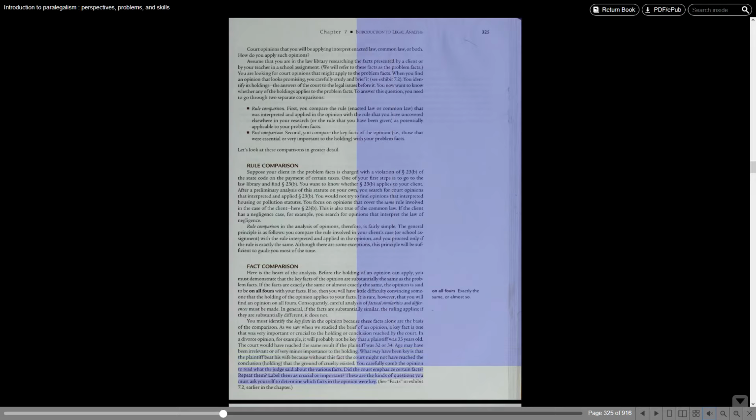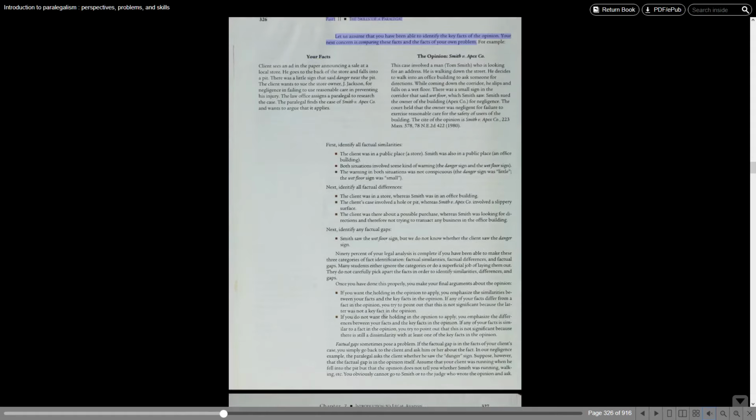You carefully comb the opinion to read what the judge said about the various facts. Did the court emphasize certain facts, repeat them, label them as crucial or important? These are the kinds of questions you must ask yourself to determine which facts in the opinion were key. See facts in Exhibit 7.2 earlier in the chapter. Let us assume you have been able to identify the key facts of the opinion. Your next concern is comparing these facts and the facts of your own problem.